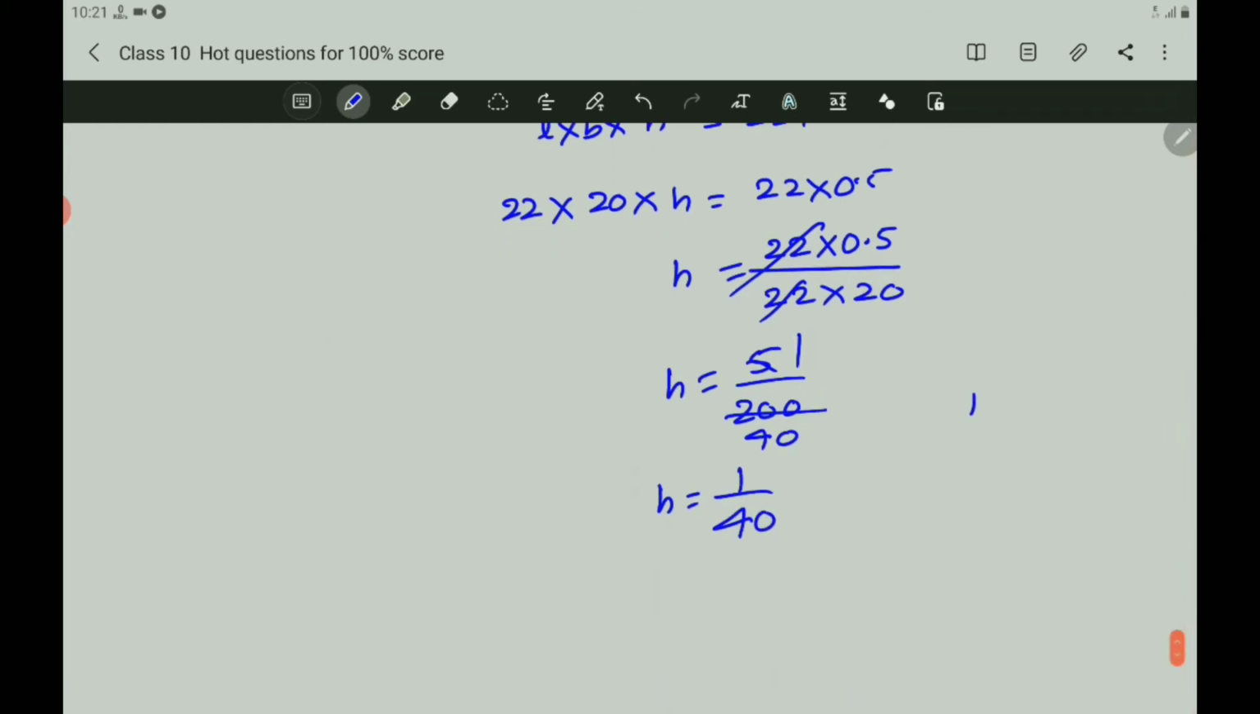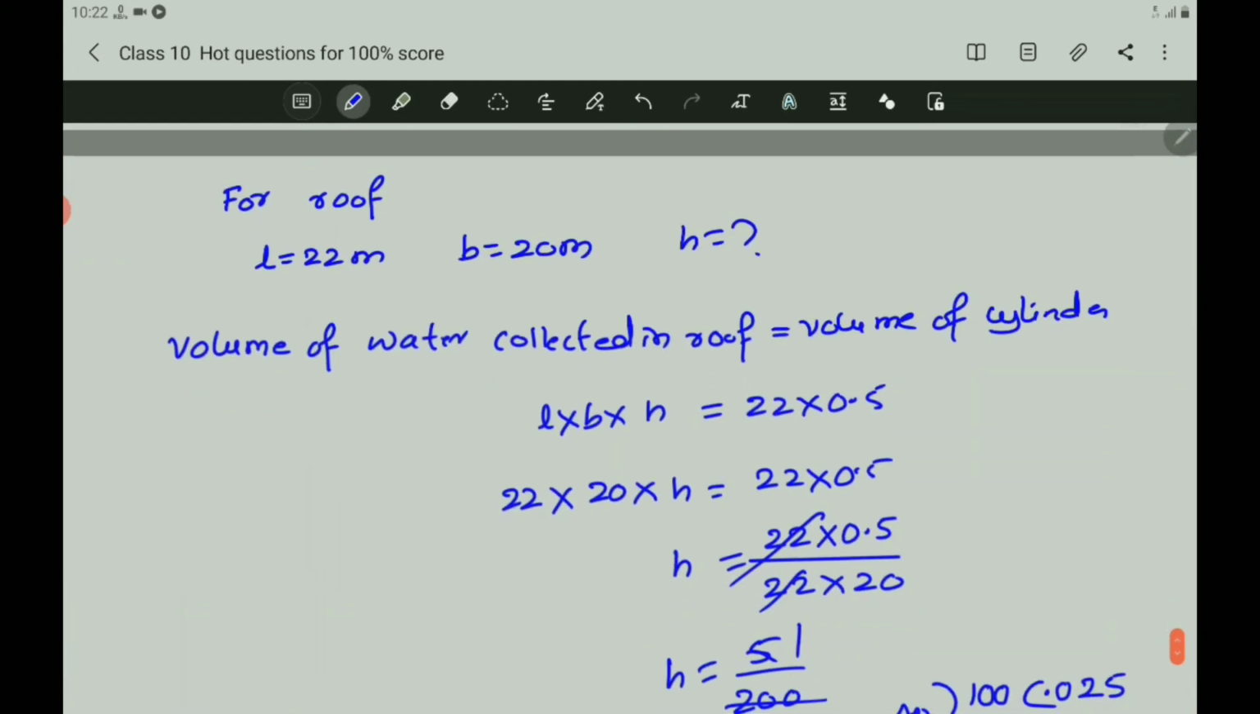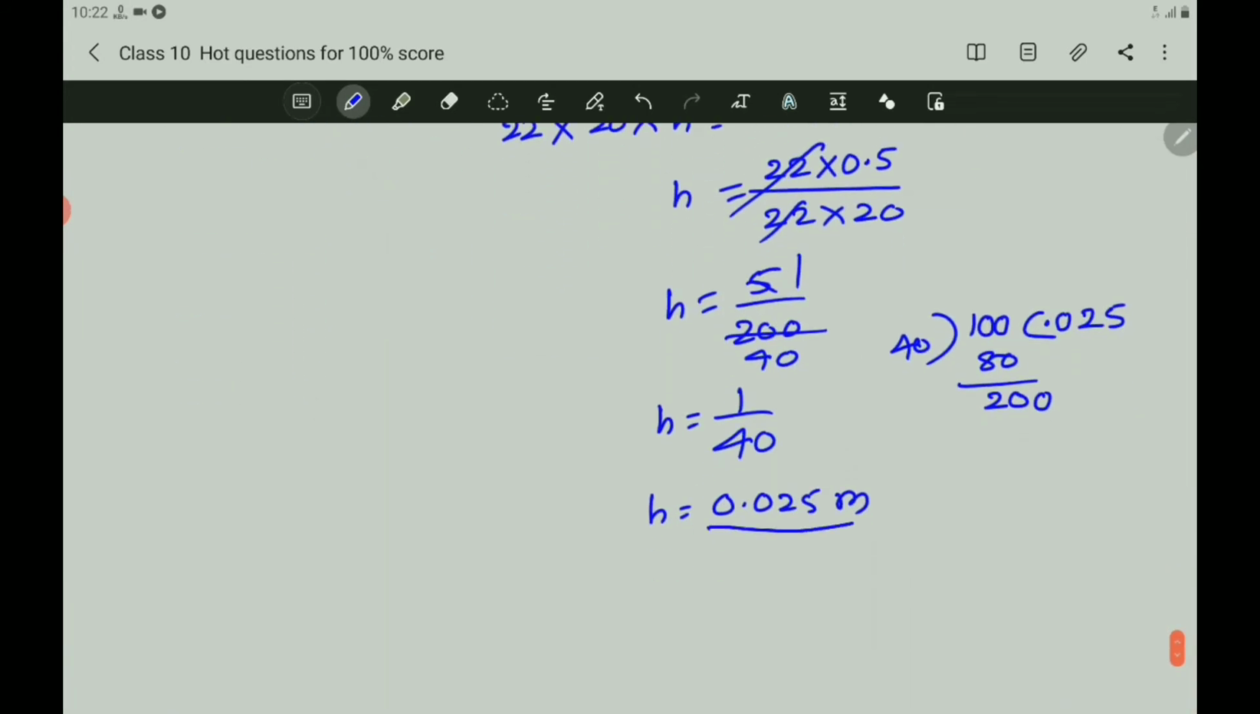So if you take 1 divided by 40, here it is not divisible, take point, again it is not divisible, take point, and put 0 here. 4 2s are 8, then 20 is remaining, then you take 0, that is 4 5s are 20. So you got H equals 0.025 meter. Then what is the rainfall in centimeter? That is 0.025 meter. You write rainfall.